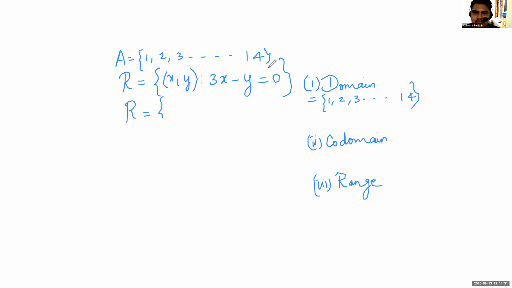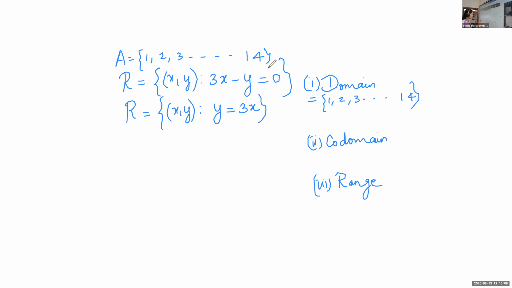So the same relation we can modify and write like this: the set of all (x, y) such that y = 3x. Is it correct? 3x minus y is 0. If I take negative y to the other side, we get 3x = y, that is, y = 3x. Is it clear? The second element is 3 times the first element.